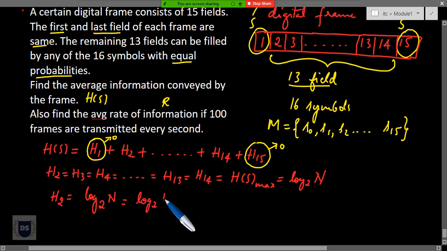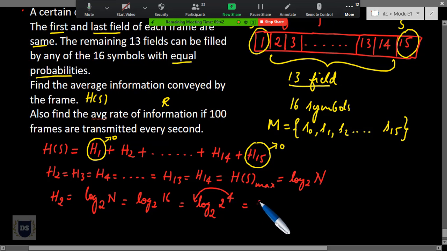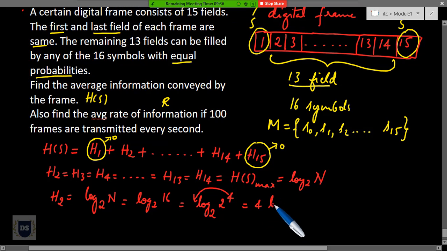If I substitute 16 in the place of n, I can rewrite this 16 as 4 squared, and 4 in turn can be rewritten as 2 squared. So in fact, I'll have this as 2 power 4. I can make this power jump onto the front, and log to the base 2 of 2 is equal to 1. So all these entropies are equal to 4 bits per. Here I'll not use the term symbol, but instead the term field, because here we have considered a digital frame where each of these is a digital field. So it's 4 bits per field.